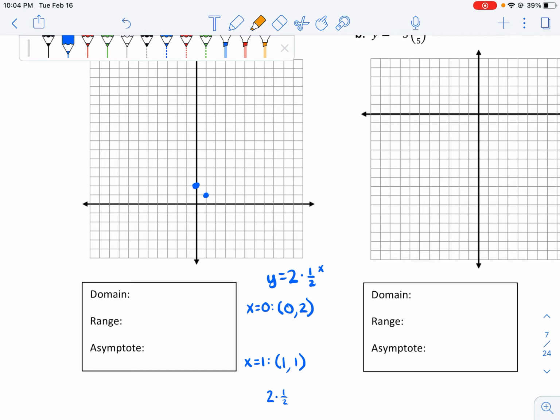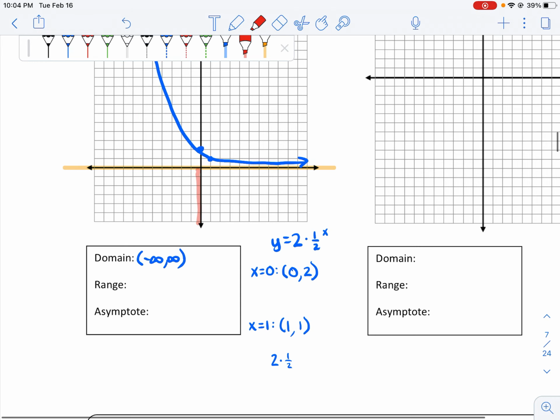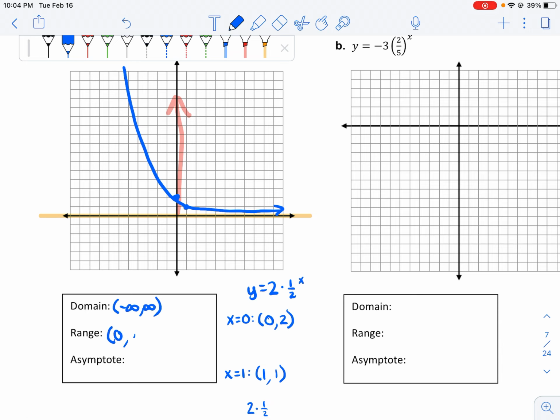Again, our asymptote has not changed. You can assume unless it's shifted, so unless there's a +1 or a -1 behind it, your asymptote is going to be y equals 0. Start from here and go up. So again, domain, -infinity to infinity. The range, we start at 0 and went up, so it's just 0 to infinity, and our asymptote is still y equals 0.